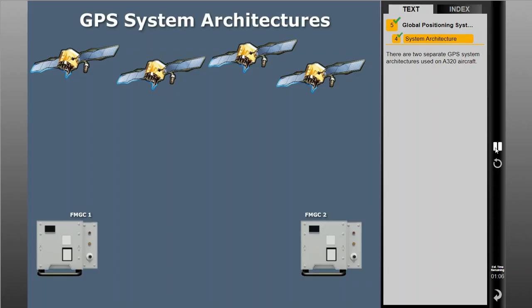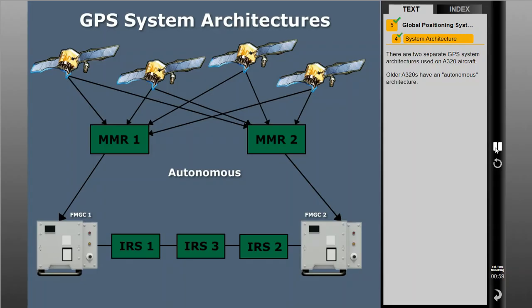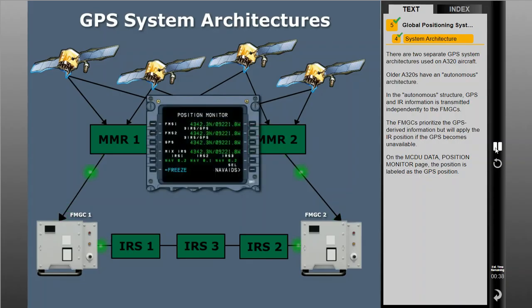There are 2 separate GPS system architectures used on A320 aircraft. Older A320s have an autonomous architecture. In the autonomous structure, GPS and IR information is transmitted independently to the FMGCs. The FMGCs prioritize the GPS-derived information, but will apply the IR position if the GPS becomes unavailable. On the MCDU Data Position Monitor page, the position is labeled as the GPS position.